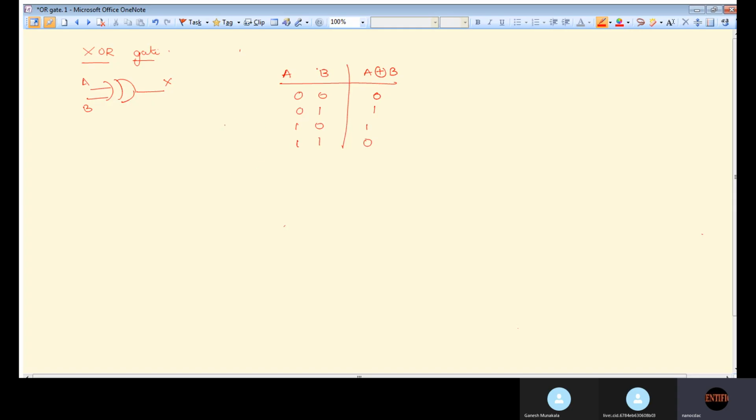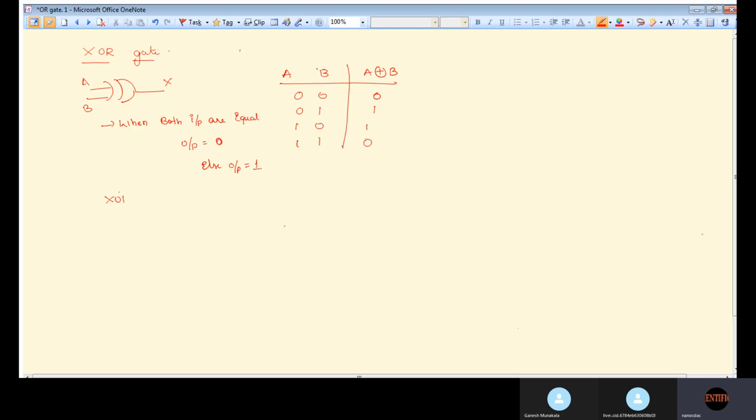Now, with this truth table, can you define exclusive OR gate? Can you define exclusive OR gate with this truth table? Both. When both inputs are equal, the output will be equal to 0. Else the output is equal to 1. Okay, this way you will define the exclusive OR gate.